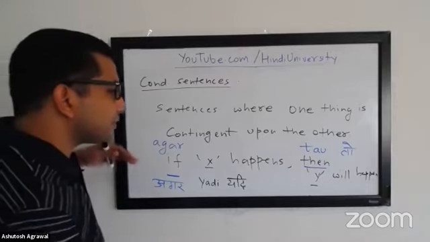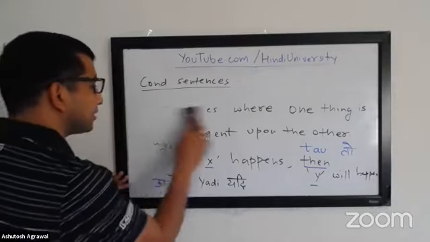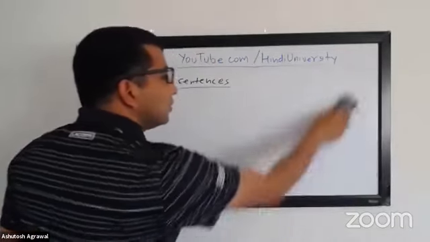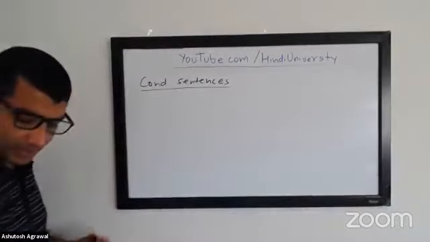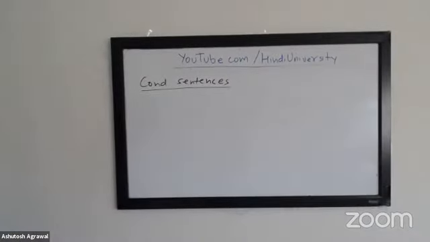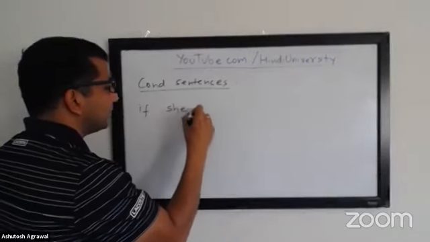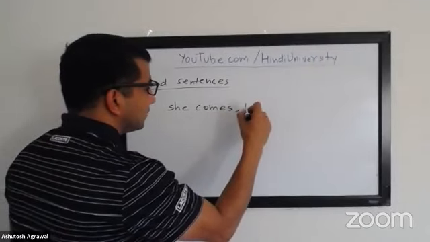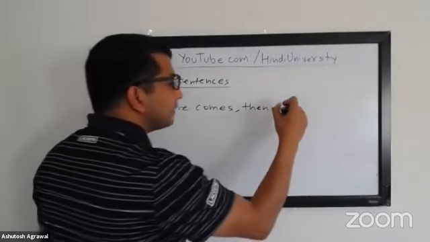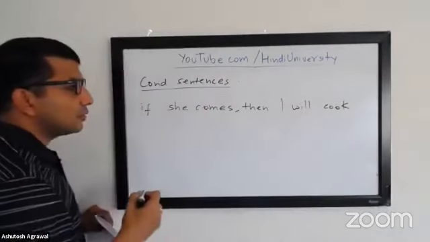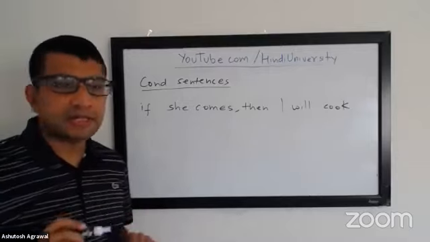I want to give the theory first, and that way at least you get the summary of it. And once you get the gist of it, then it'll be easier to ask you guys more questions and discuss your doubts as well. Okay, so let's say you have two scenarios, which is basically if she comes, then I will cook. If she comes, then I will cook. Very simple, right? Very simple conditional sentence in Hindi.